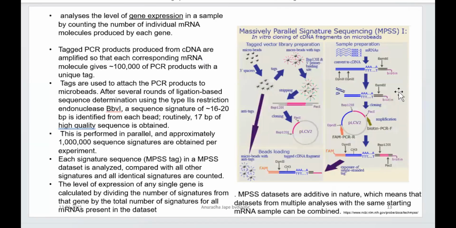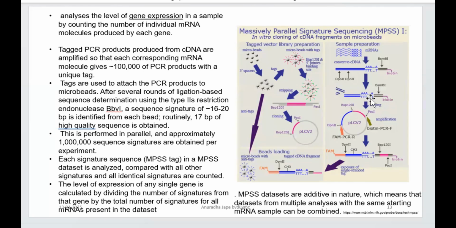Now let's see the flow chart. Start from the diagram. Here you have sample preparation. These are the mRNAs. You are going to convert them into DNA with the help of reverse transcriptase, right? Now here you can see BamHI and other restriction enzymes, which are helpful in cutting the DNA or in extending that particular sequence, where you are going to add some tags and adapters, right? What is the tag here? It is biotin, right?